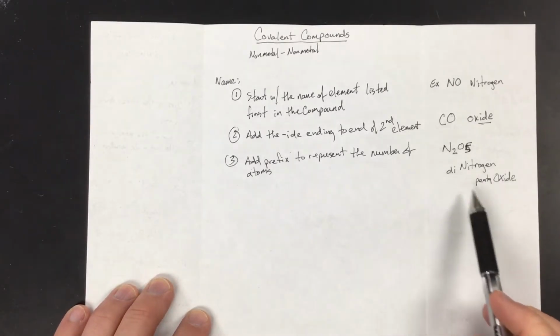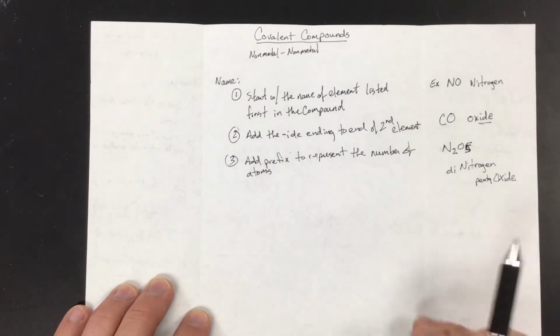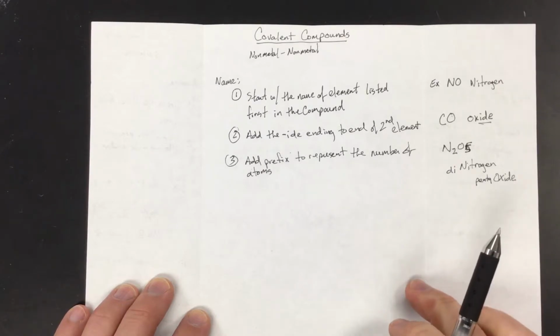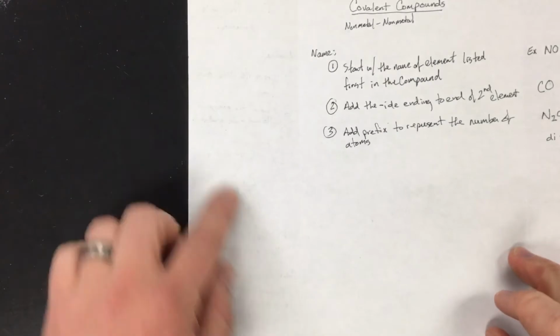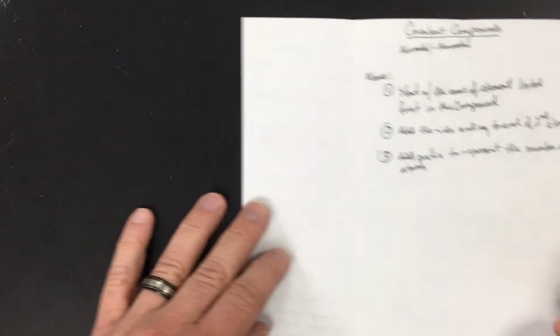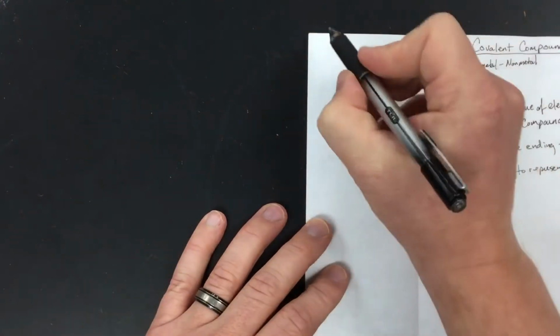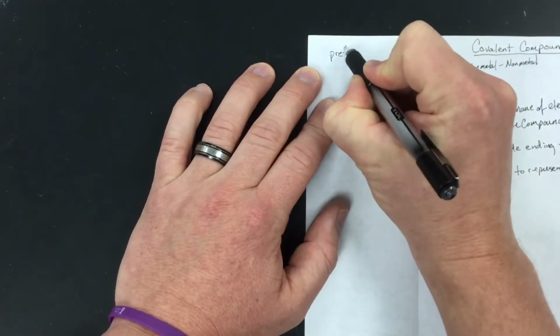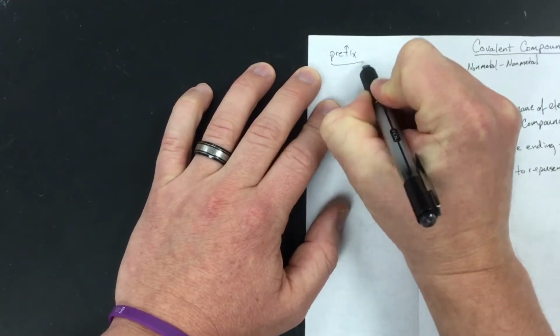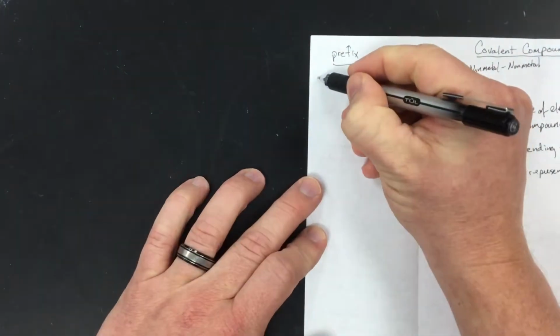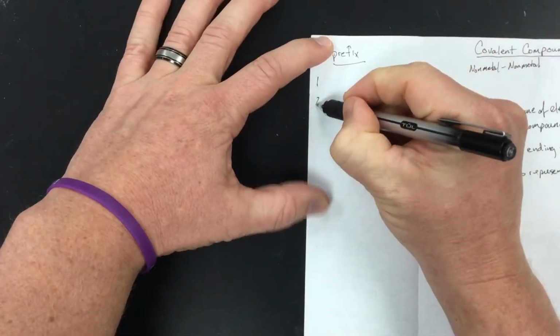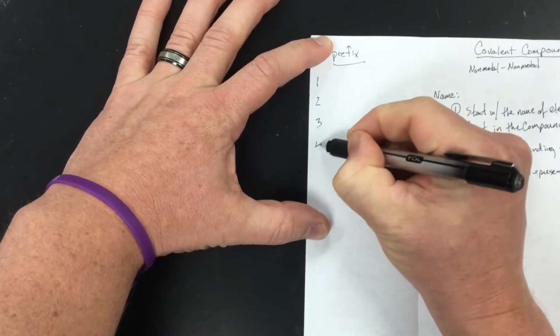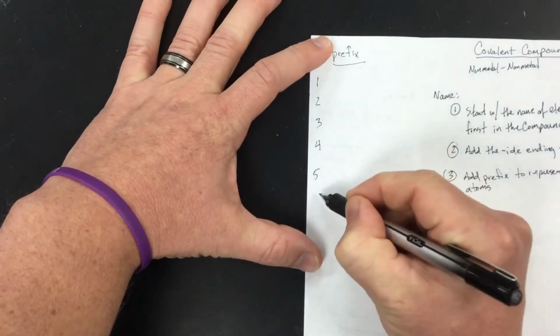These prefixes, there's one for each of the first 10 numbers. There are more than that, but you only need to know the first 10. So we're going to use this column over here for our prefixes. I'm going to shift things over real quick, and we'll write a reminder of what each of the prefixes are going to be. So we'll list 1, 2, 3, 4, all the way to 10.